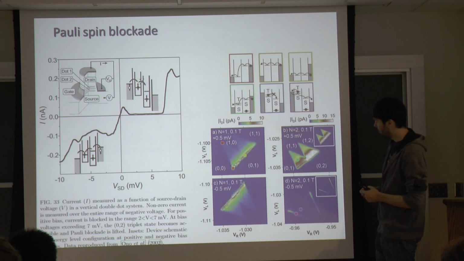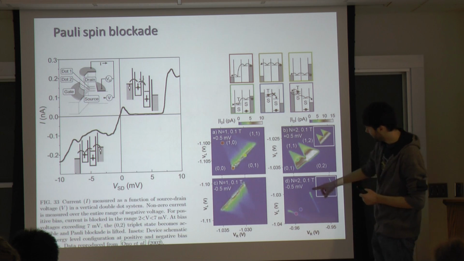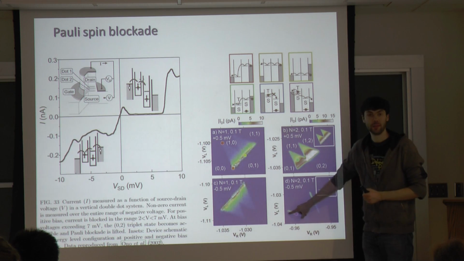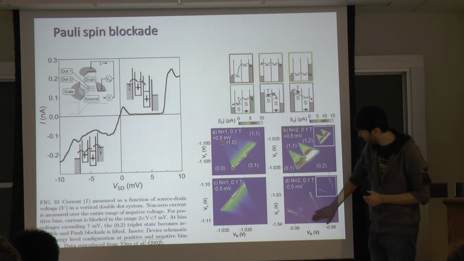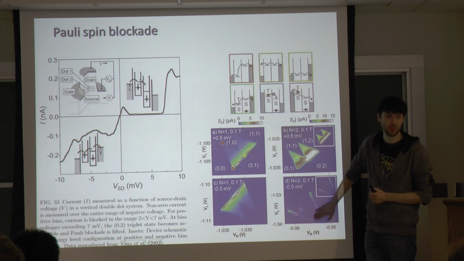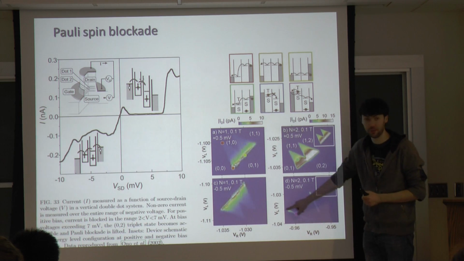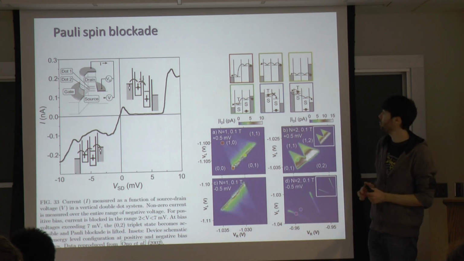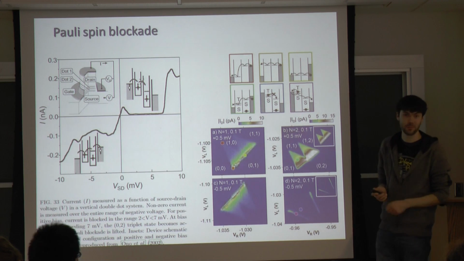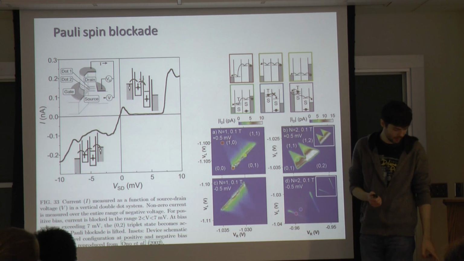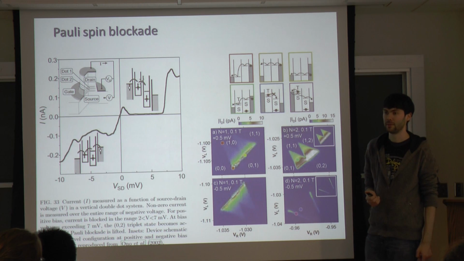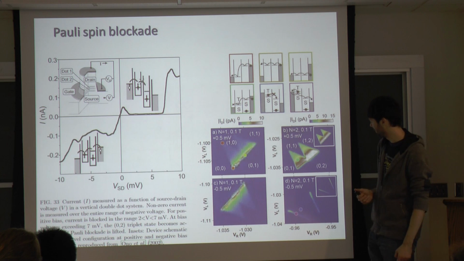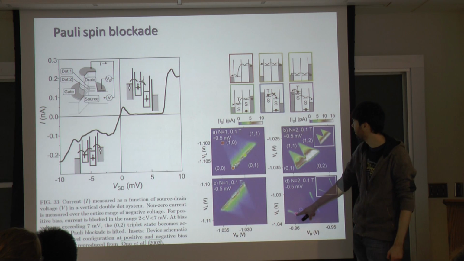This is a finer point, but it is often observed that these edges remain bright. So the current is completely gone inside the triangle. This is spin blockade, but the edges are still there. Can you tell me from looking at the diagrams why that is? Shawan. We have to look at this color.